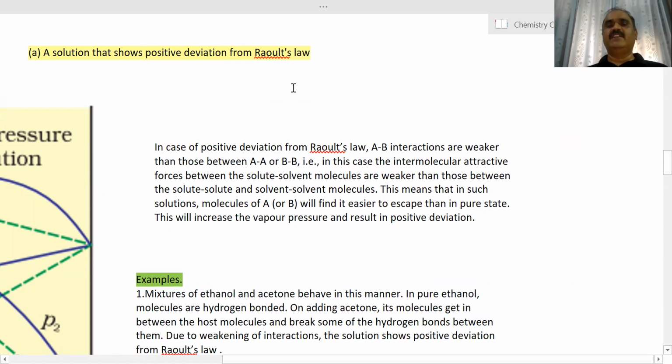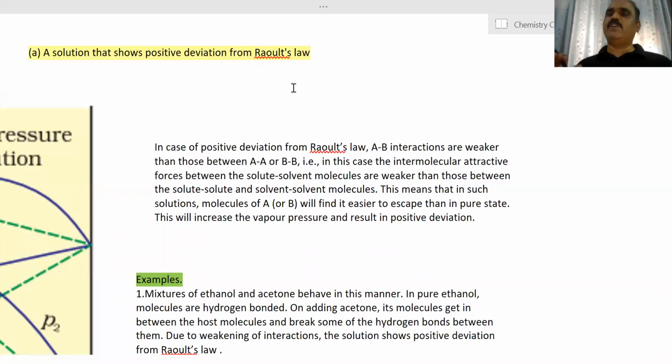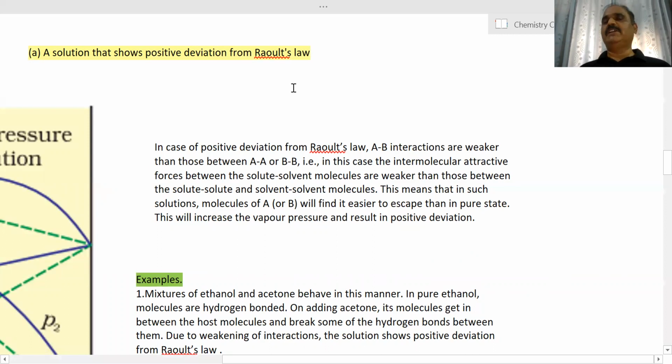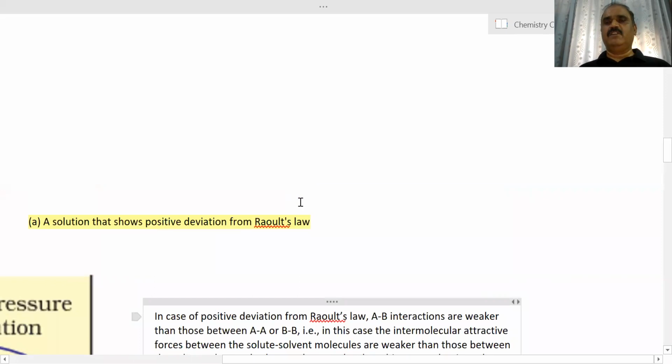Are you getting it? We know A liquid and B liquid, or liquid number 1, liquid number 2 mixed together. When they are separate, there are AA interactions, BB interactions. When they are mixed, homogeneous mixture solution is formed. Now A and B are uniformly distributed. There are interactions between A and B now. Okay. And in this case, the intermolecular attractive forces between the solute and solvent molecules are weaker than those between the solute and solute, or solvent and solvent. Okay.